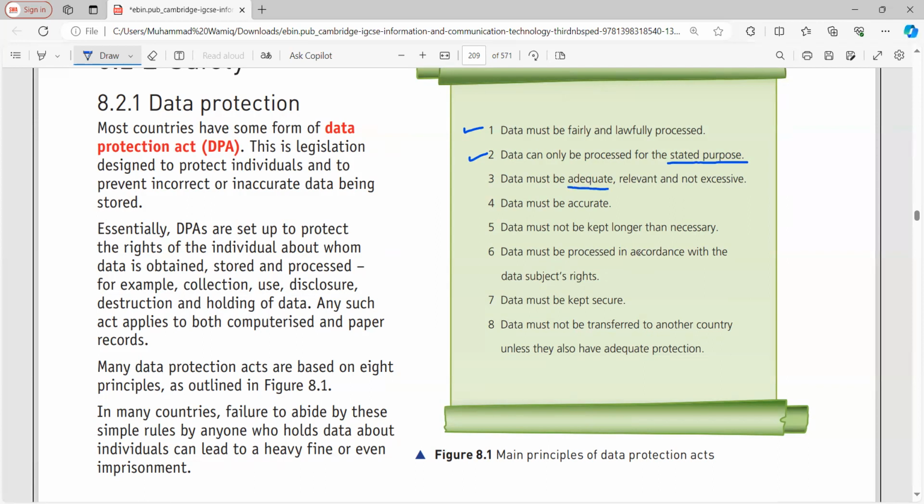That data should be adequate and relevant, and you should not provide me excessive data. It should be just what I wanted. Your data should be accurate. Your data should not be kept longer than necessary. Data must be processed in accordance with the data subject's rights. Data must be kept secure. Data must not be transferred to another country unless it has adequate protection.